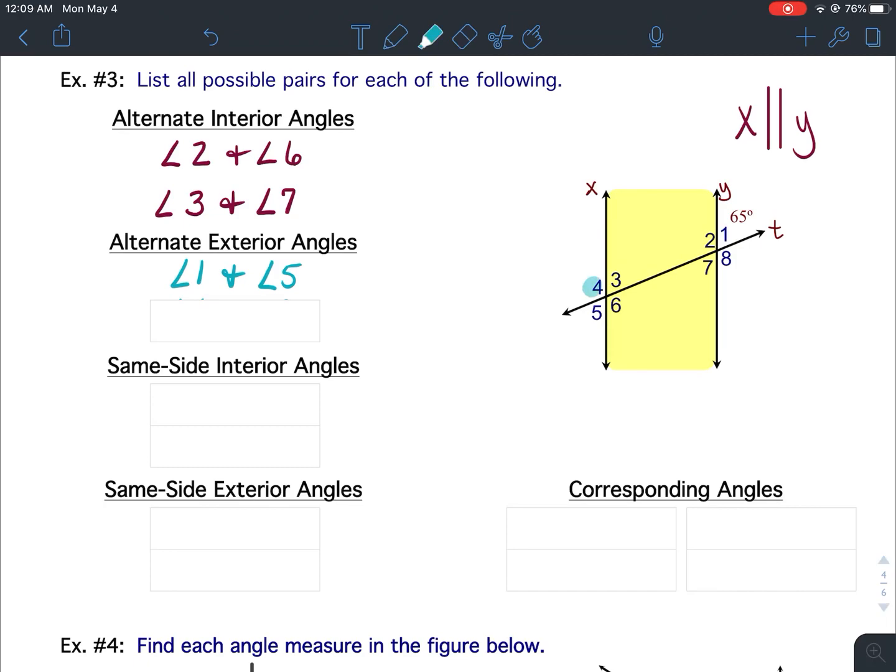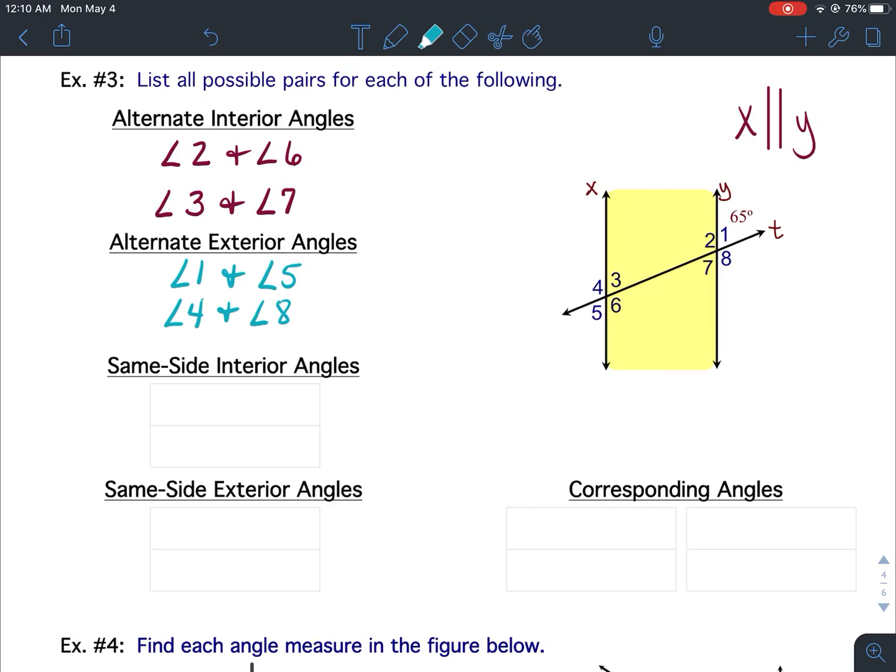Angle 4 is on the exterior. The other side of the transversal would be 5 and 8. Well, since 5 is adjacent, it can't be angle 5, so it's 4 and 8. Angles 4 and 8 are on opposite sides and in the exterior, so they are alternate exterior angles. Pause your video, get that written down.